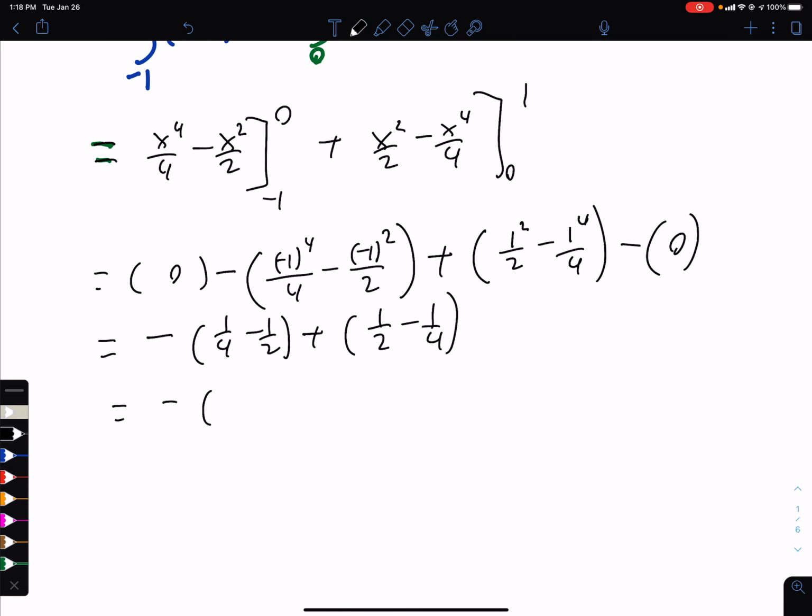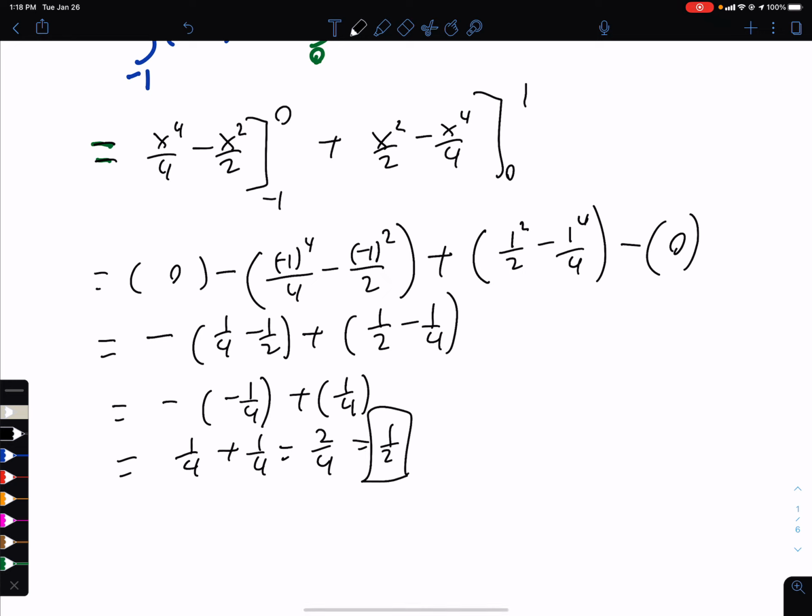1/4 minus 1/2 is -1/4. And 1/2 minus 1/4 is positive 1/4. The two negatives make a plus. So you get 2/4 or 1/2. And that is the area of the regions.